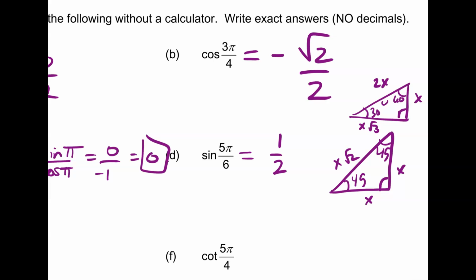Wait, how did you do that? So sine is opposite over hypotenuse, sine of 30 is opposite x over hypotenuse 2x, that's just 1 over 2. And you knew it was 30 degrees because for 5 pi over 6, the reference angle is 30 degrees. Whenever you see pi over 6, if you can't reduce it, pi over 6 is 30.